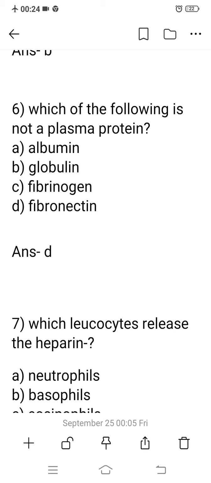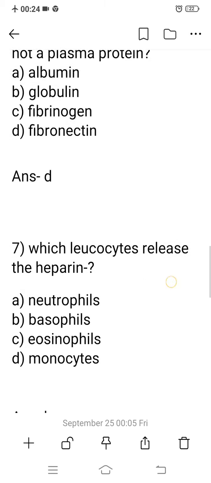So what do you mean by fibronectin? Actually, fibronectin is one type of extracellular matrix protein. It is extracellular, so it is not a plasma protein. It also binds collagen with fibrin. So it is one type of extracellular protein, not a plasma protein. So the right answer is option D.